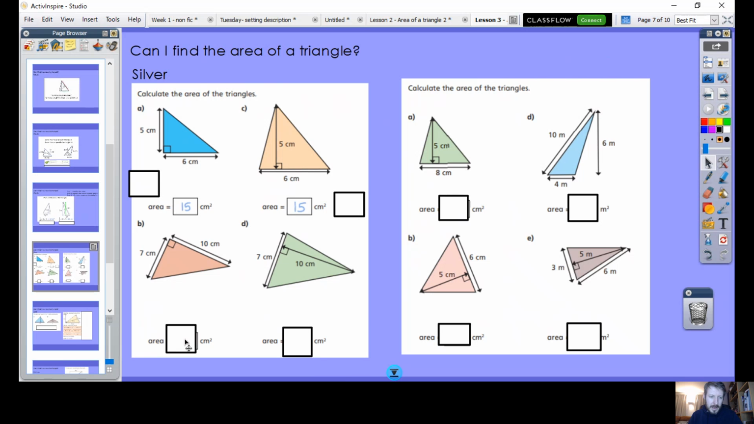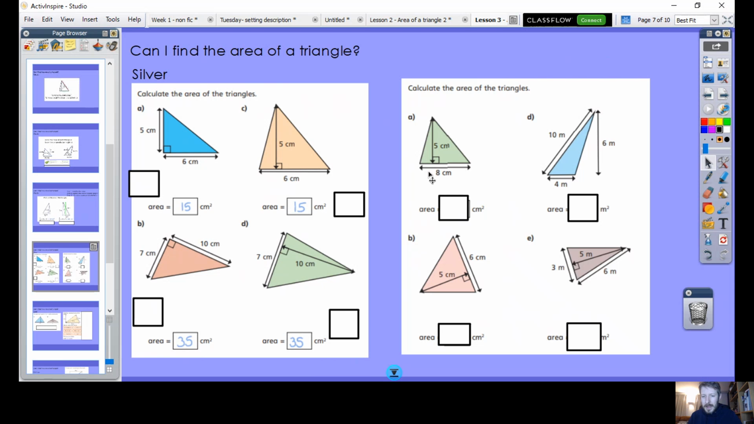And then B's down here, so we've got another right angle triangle. So it doesn't matter which one you said was the base, so you could have said this one was the base. So it would have been 5 times 7, or you could have done 3.5 times 10. Either way, you're going to have 35. And then this one, half the base, so the base is 7, so it'd be 3.5 times 10, which is going to be 35 again.